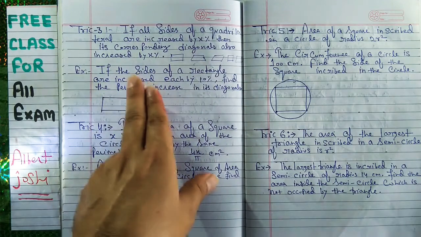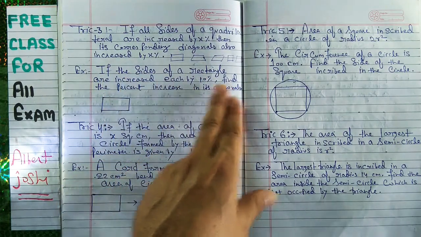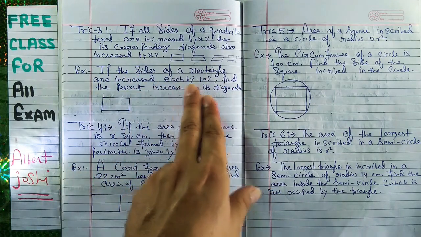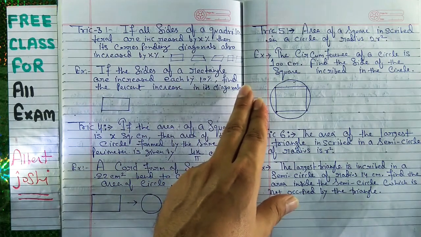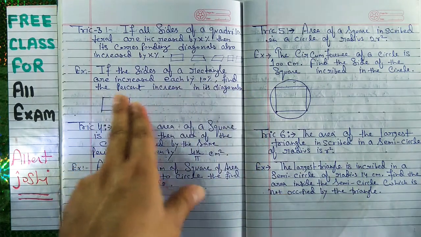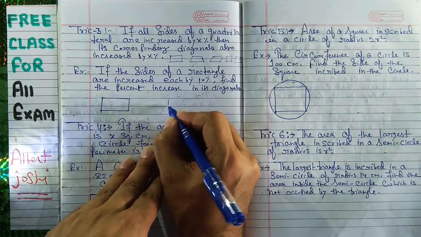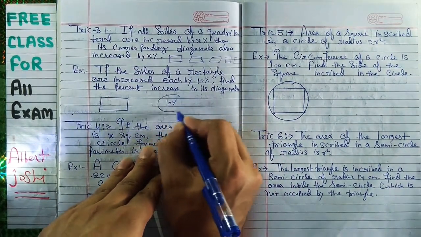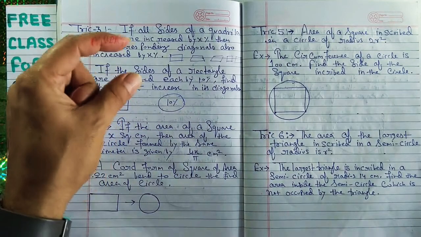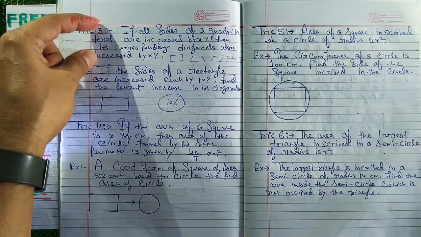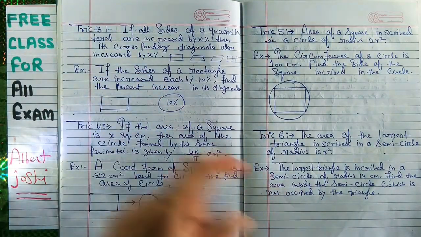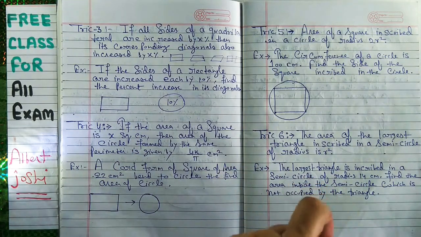So the question is, if the sides of a rectangle are each increased by 10%, then find the percentage increase in its diagonal. That will also be the same, 10%. So you must remember the trick. If you know the trick, then you can solve such types of problems during your exam.